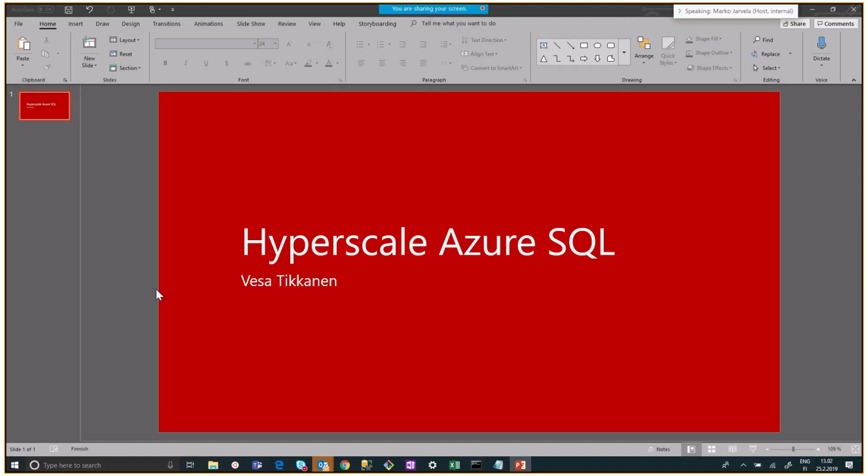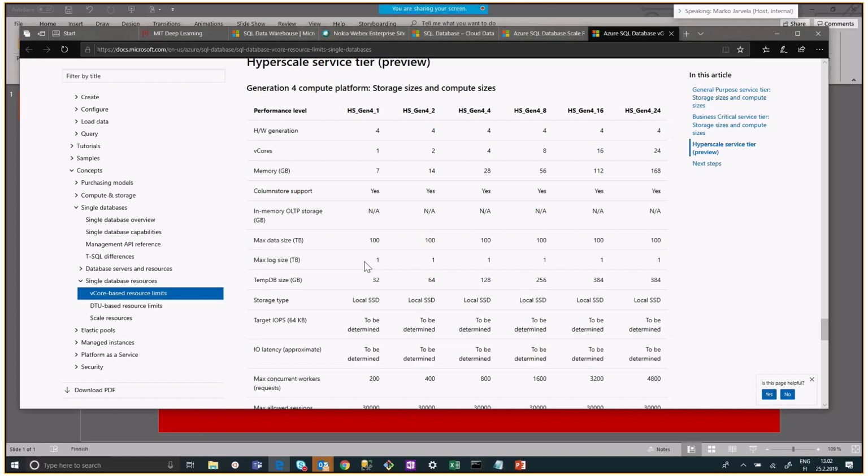Something new for the Microsoft BI things, and this week we are going through the Hyperscale Azure SQL. What's Hyperscale? This week it's not about demos. It's more or less about the actual offering, or introducing the offering.